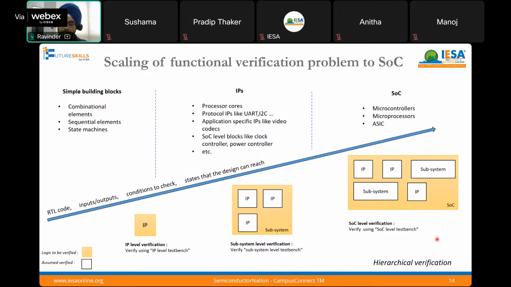If it's a simple SoC with a few IPs, you can directly have only the highest level. You can just have SoC level test bench and verify the entire logic along with IP logic, everything in one go at SoC test bench.